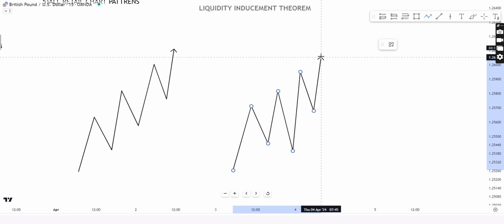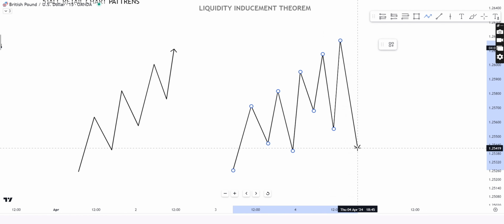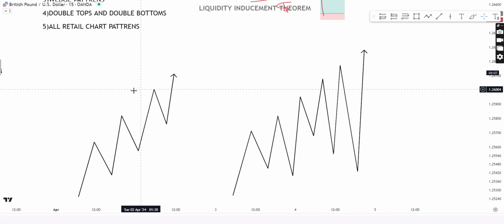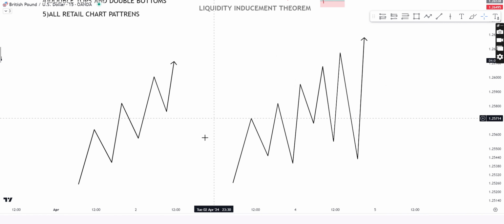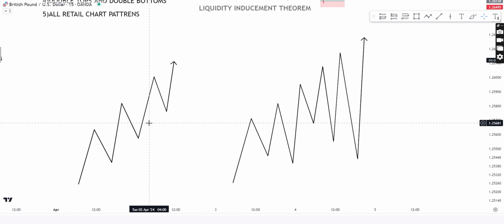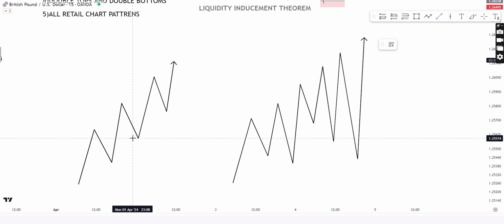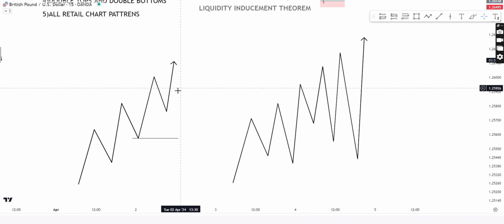Liquidity grab, it will move. Liquidity grab, it will move. This is how the market moves. This is the real structure of the market. This is the engineered structure. This is used as the liquidity. All these are liquidity points. If it is taken in the future, we can expect a reversal.